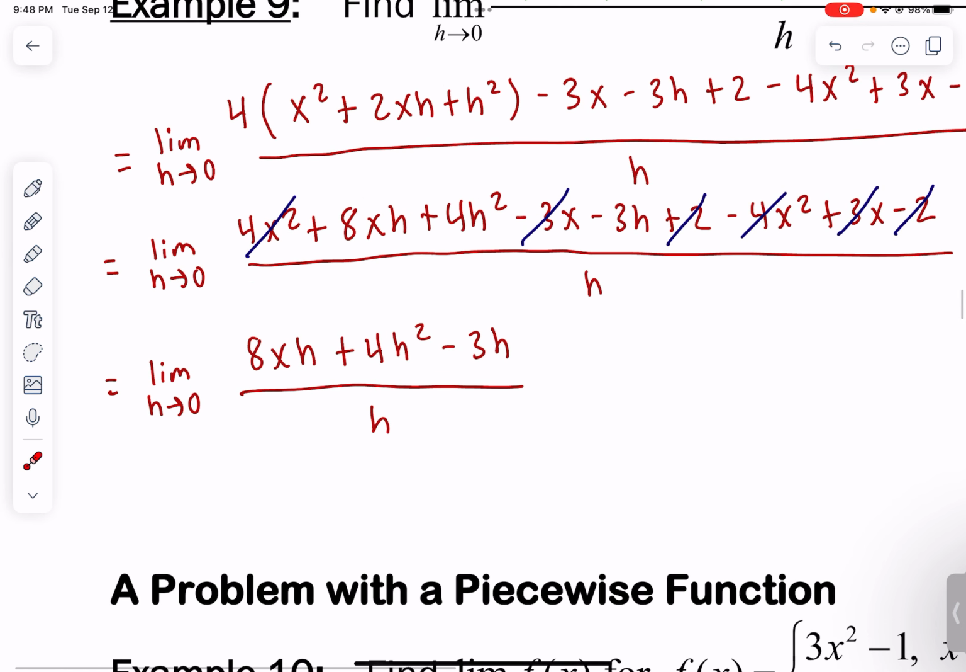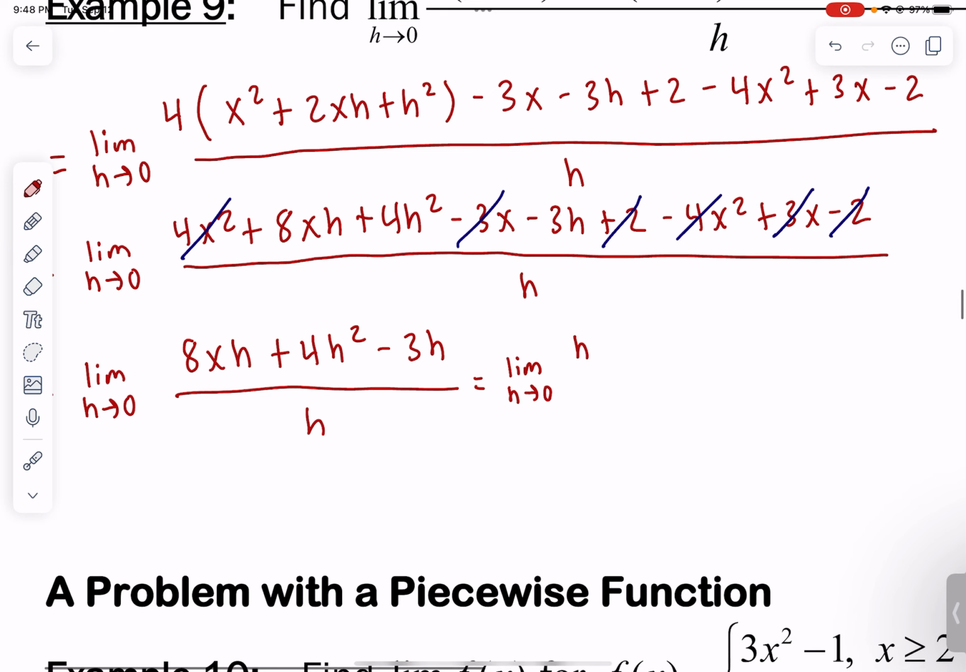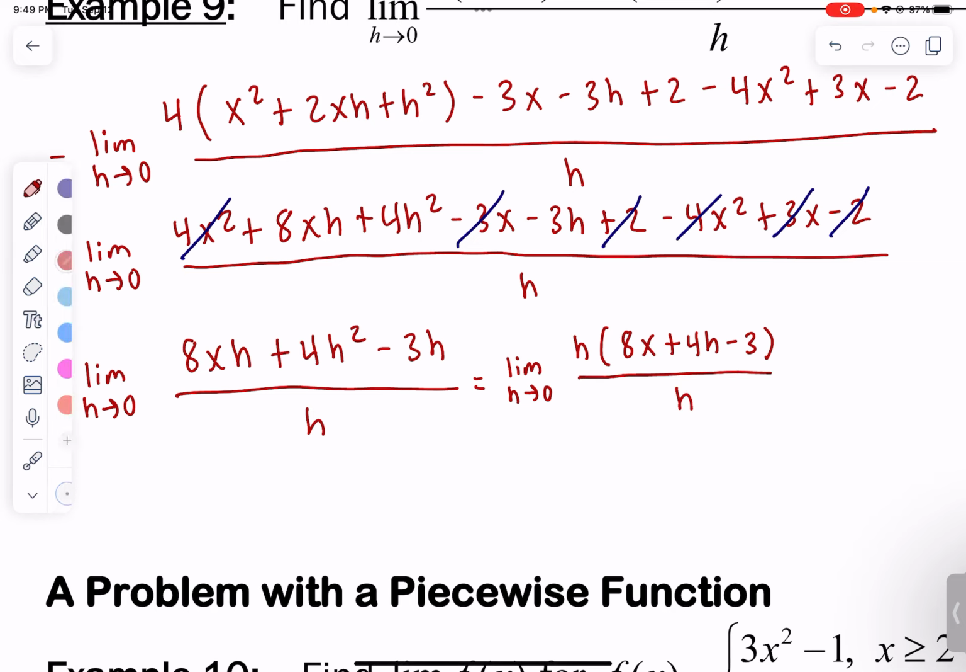And please notice that when you get to this expression, if you look at the numerator, we can factor out an h in the numerator. So let's go ahead and do that. So this equals the limit as h approaches 0. Factor out the h from the numerator. So you're left with 8x plus 4h minus 3 all over h. Once we factor out the h in the numerator, notice that these h's will cancel out.